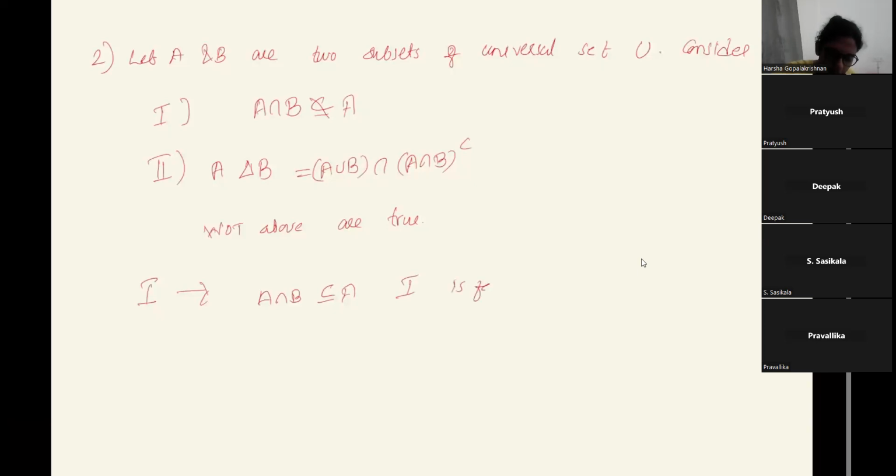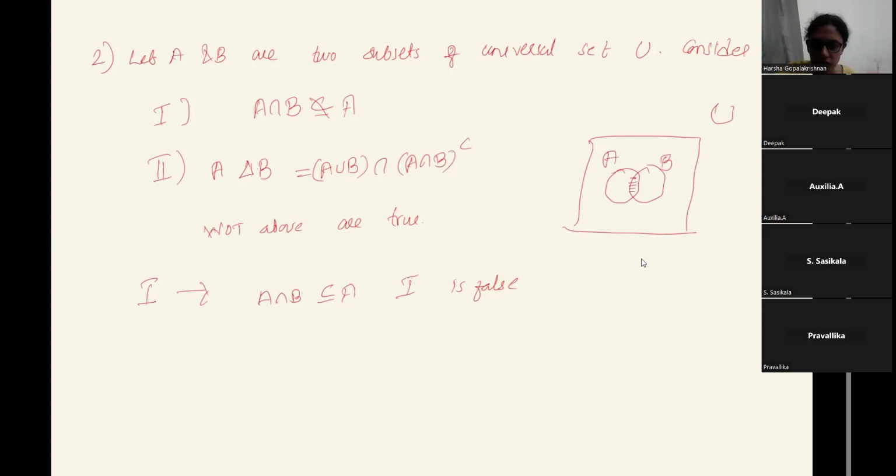What is A intersection B? It is given that U is a universal set. A, B are two subsets of U. A intersection B is the set of all elements which are in A and B. That means the shaded region. Obviously, it is a subset of A. From the figure, we can see, right? So, this first statement is false because A intersection B is a subset of A.